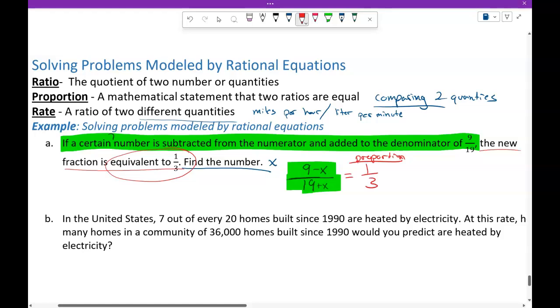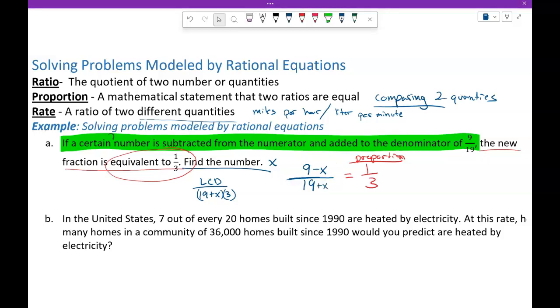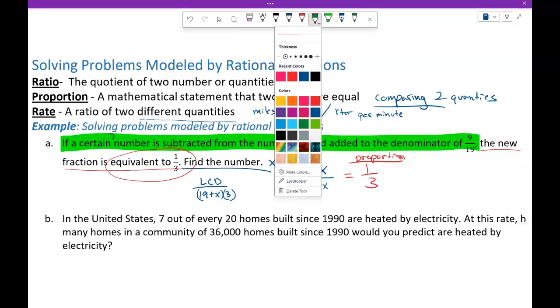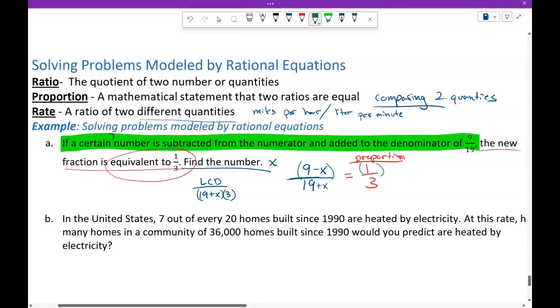And we solve a proportion just like we would any rational equation. We want to multiply both sides of the equation by the LCD, which is the product of our two denominators. So we multiply both sides of our equation by 19 plus x and 3. 19 plus x is going to eliminate from the left side, 3 is going to eliminate from the right side, leaving us with 3 times (9 minus x) equals 1 times (19 plus x).